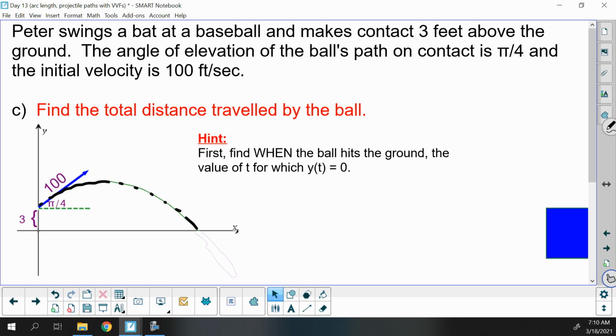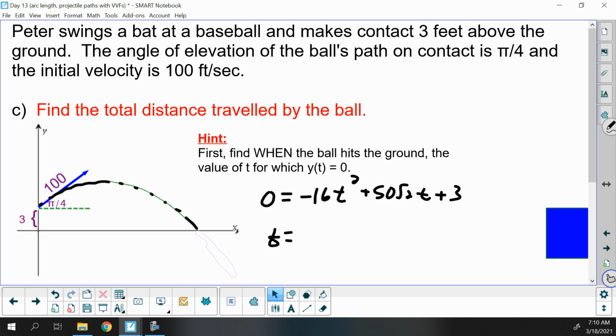So first thing we need to know is, when does the ball hit the ground? Because that's when we would want to stop our path. So it's going to hit the ground when the height is 0. So we're going to do 0 equals negative 16t squared plus 50 square root of 2 t plus 3, because that's our vertical component. This is messy, so we'll do quadratic formula.